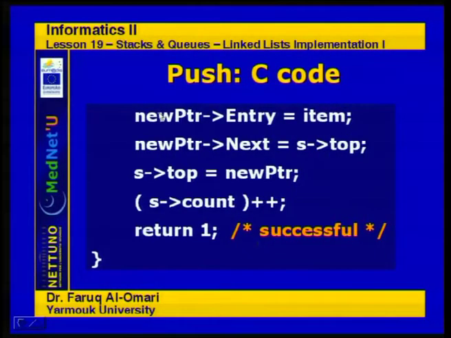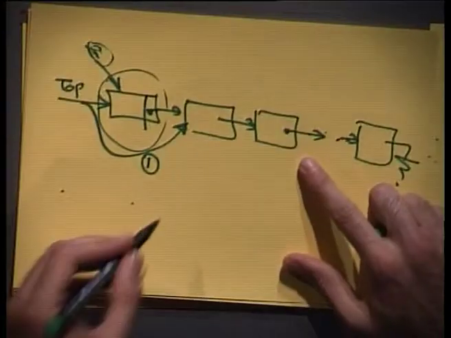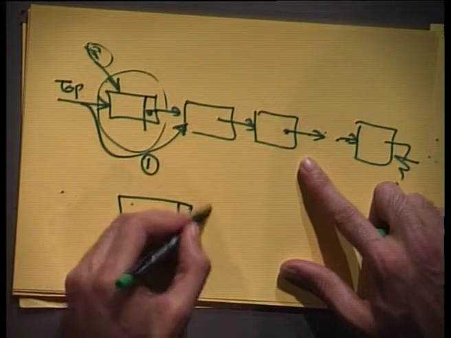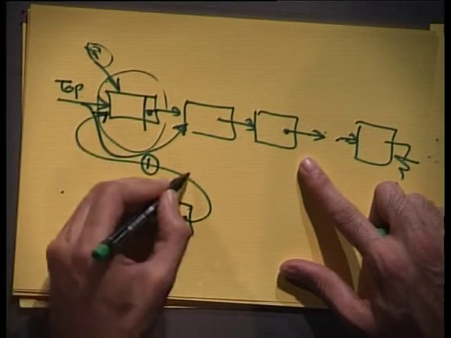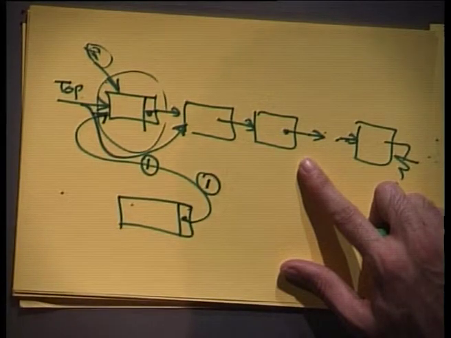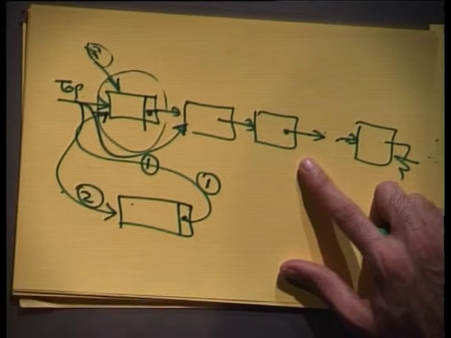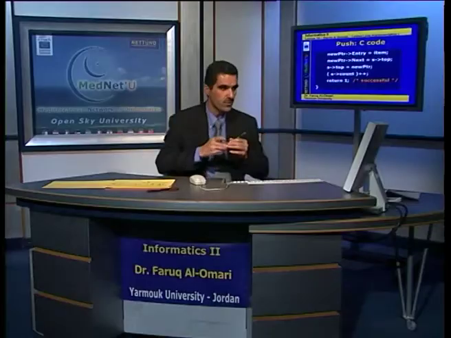However, if it was successful, then basically make the new entry. Here's the new entry. This is the new node. Make this arrow next point to the first one. This is step number 1. True. And then make top point to this. This is step number 2. Right? And that's what we're doing in here.